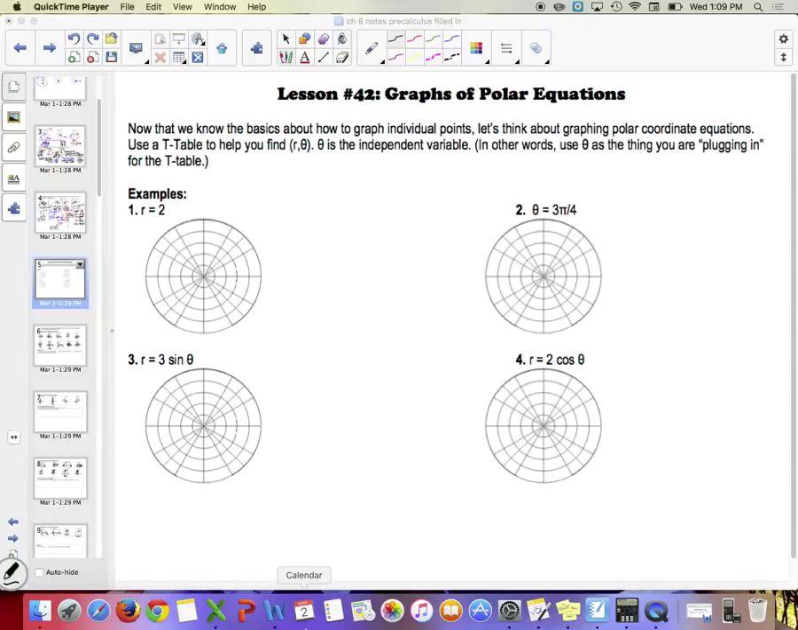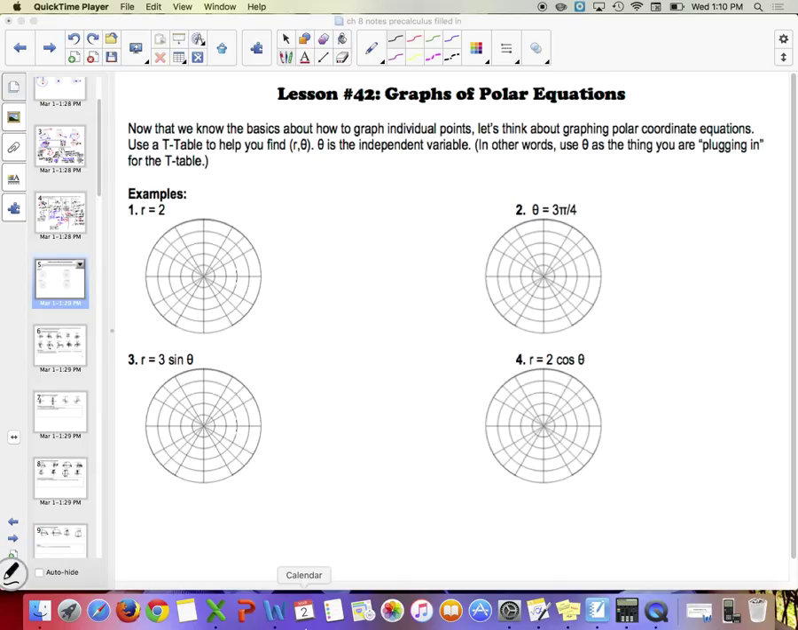Last time we met, we talked about how to graph points, but we didn't talk about how to graph actual curves, so that's what we're doing today. Some of these are kind of basic. I want you to think about a t-table for a lot of these when you're graphing them by hand, and then we can talk more about how to graph things on the calculator.